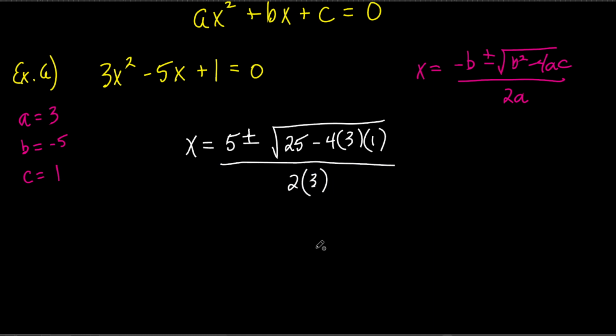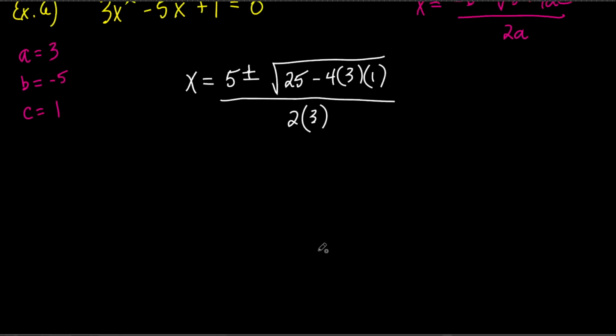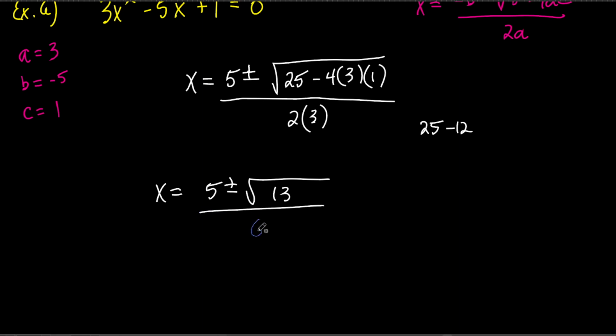And now all we have to do is work this thing out. It's just arithmetic now. We're done with the algebra. Actually, we didn't really do any algebra. So x equals 5 plus or minus, let's simplify the stuff inside the square root. We've got a 25 minus 12. Can you do 25 minus 12 in your head? It's 13. So you've got a square root of 13. That whole thing is over 2 times 3, which is 6.